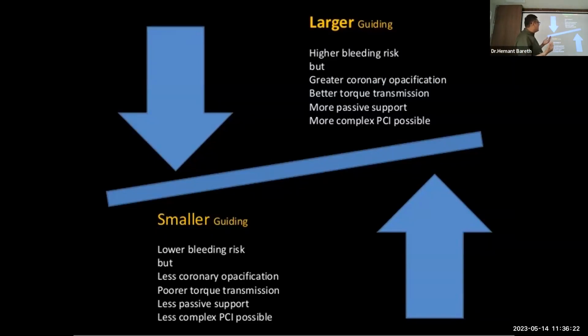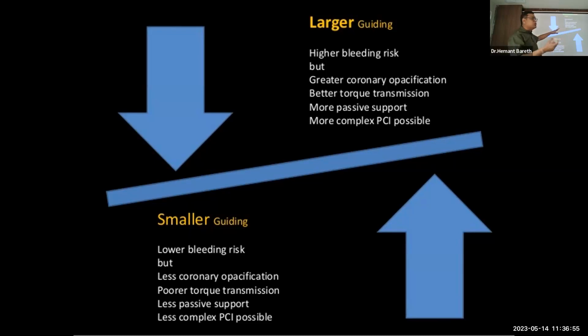Now, why do you choose a guiding catheter of a particular size? What if you used a larger guiding catheter? Suppose you use an 8F or a 7F catheter versus a 6F catheter, or some people in radial even use 5F. So what is the advantage or disadvantage of using a larger catheter? A larger catheter has a higher bleeding risk, but because the internal diameter is also large, it can lead to better coronary opacification.